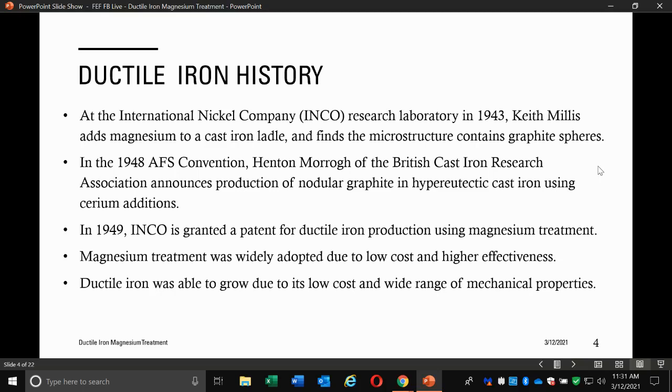So, some brief history. Ductile iron was first made by Keith Millis of the International Nickel Company in 1943 when he added magnesium to an iron ladle and found the structure contained graphite spheres. The International Nickel Company was later granted a patent for magnesium treatment in 1949, but in 1948, Henton Morrow announced at an AFS conference that he was able to produce ductile iron using cerium additions. Magnesium treatment ultimately became the standard, though, due to its lower cost and higher effectiveness.